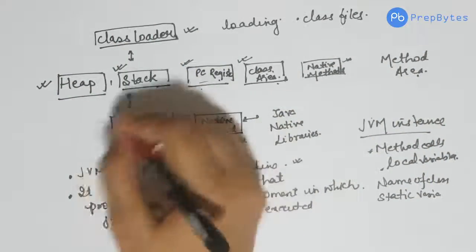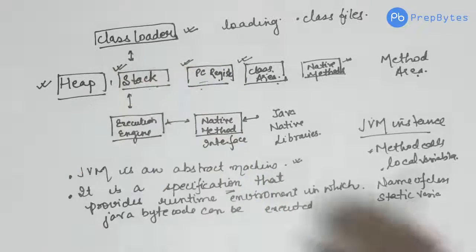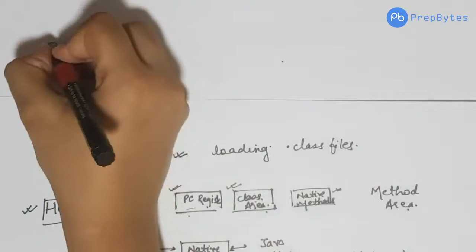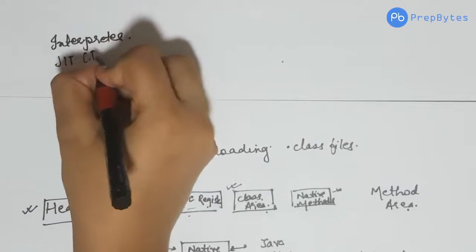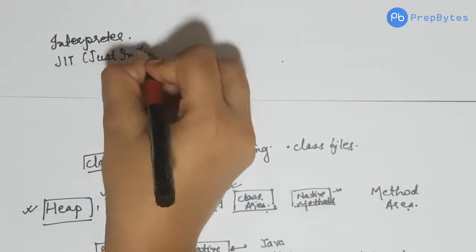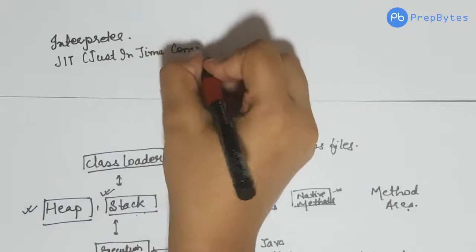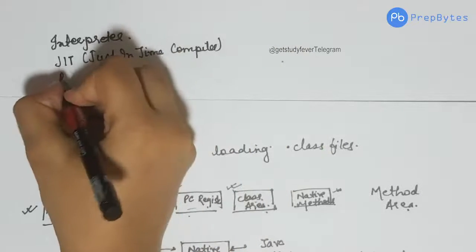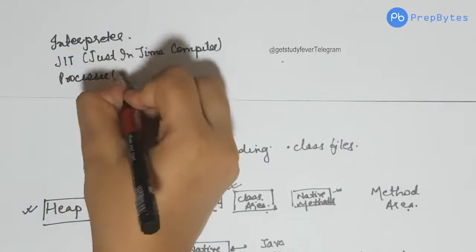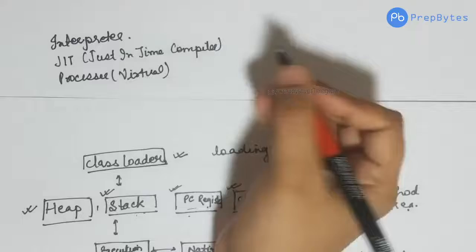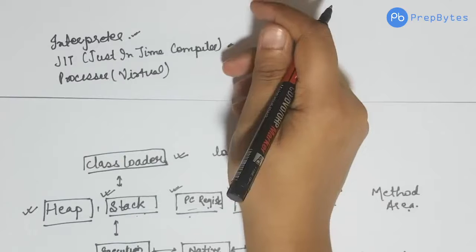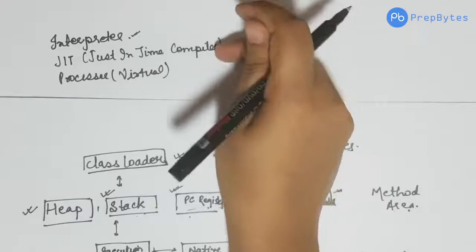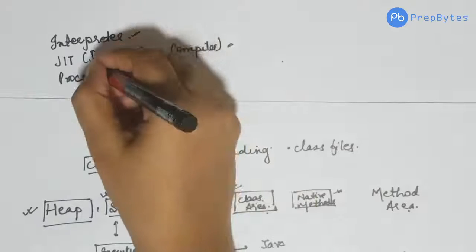Now we have an execution engine. So what do we have in execution engine? In execution engine, we have an interpreter. We have just-in-time compilers, also known as JIT. And we have virtual processors. Interpreter we have seen before. JIT is just like another compiler. It's just that it is used during runtime. So it is known as just-in-time compiler.